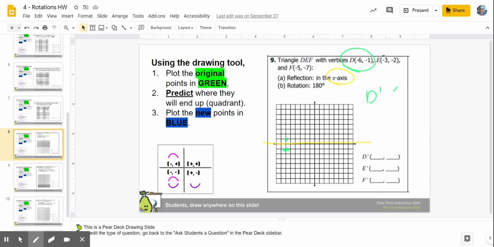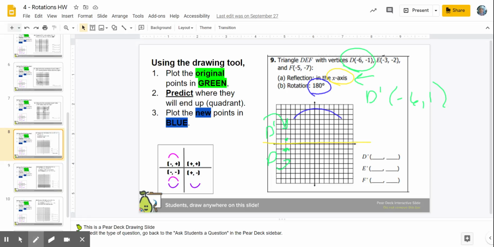So D single prime is... D's down here. What's this ordered pair? -6, +1. So when I reflect over the x-axis, the x stays the same and the y changes sign. X stays the same, y changes sign. Then I've got to do one more thing. Then I've got to rotate it 180 degrees.